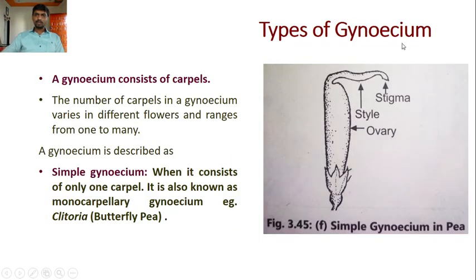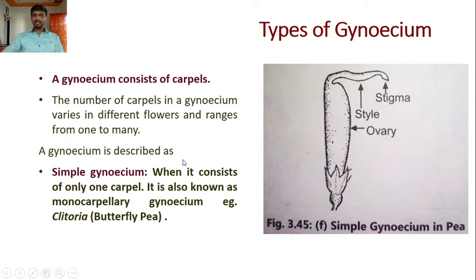Now the types of gynoecium. A gynoecium consists of carpels. The number of carpels in a gynoecium varies in different flowers and ranges from one to many. So this is the simple gynoecium that we see in the Clitoria. Here is the simple gynoecium in pea, where the number of carpels in a gynoecium varies in different flowers and ranges from one to many. So the number of carpels can be seen by taking the TS of the ovary.